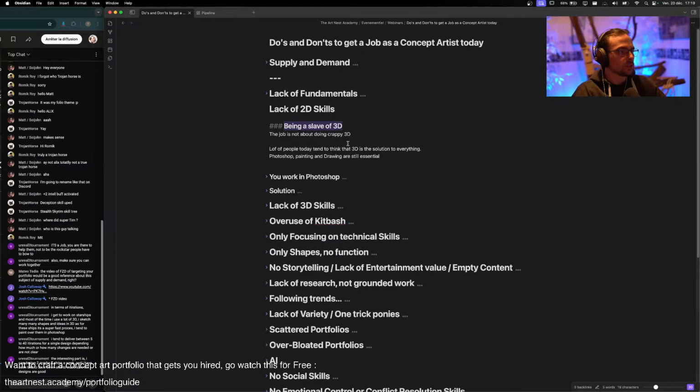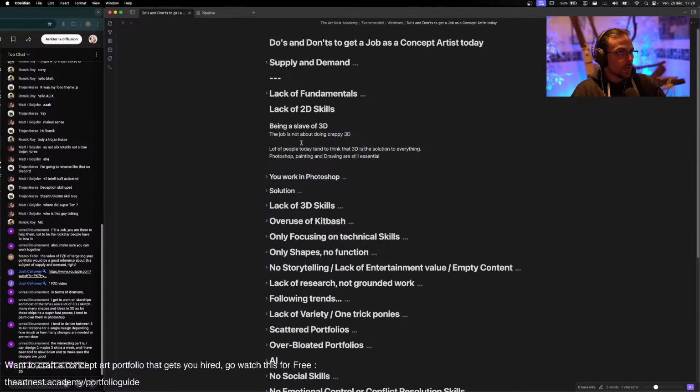It doesn't mean that it's done and over for those who are doing realistic. On the contrary, we still have very good realistic people, but you need to know how to draw. Being a slave of 3D is very dangerous. Again, I'm not crapping on 3D. I have nothing against 3D. I've been using 3D extensively across my whole career, but you cannot rely solely on that.